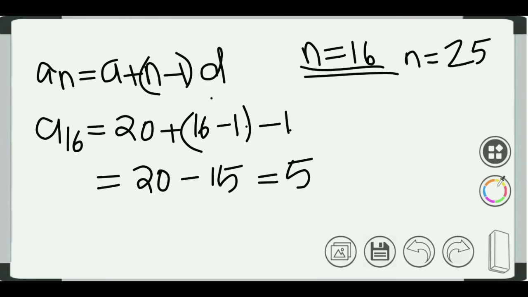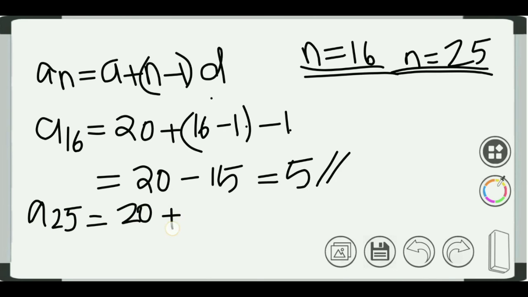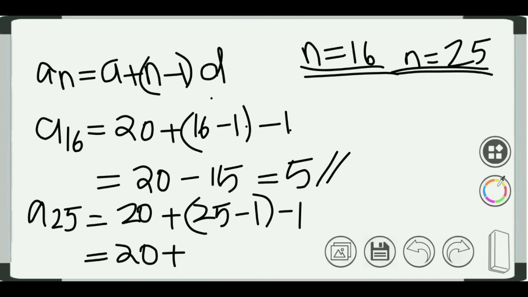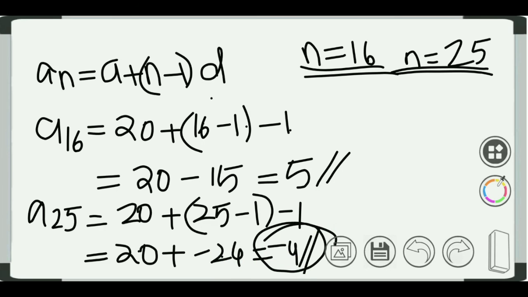Okay, keep it there. Now put n is equal to 25 and see. a25 is equal to 20 plus n minus 1, that is 25 minus 1, into d, d is minus 1. So 20 plus 25 minus 1, 24. 24 into minus 1, minus 24. See, 20 minus 24 is minus 4. Now you got a negative value here. Okay, so the numbers cannot be negative, right? This a25 represents the 25th row.